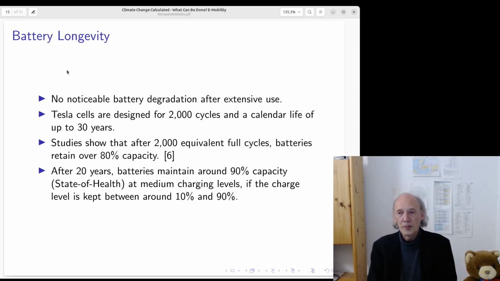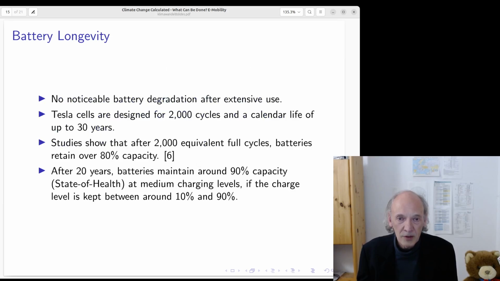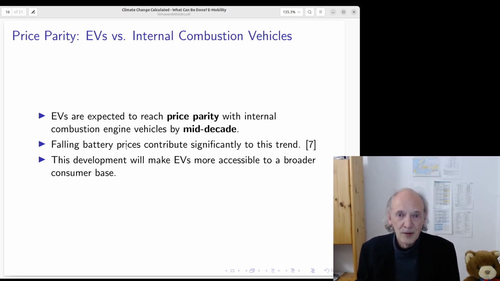Yeah, an important point is also the battery longevity. Many people worry about it because it's an expensive piece. And I found this interesting investigation here. It's a dissertation from Technische University of Munich about the types of lithium-ion batteries that Tesla is using. And you can find much data in it, and one of it is that after 20 years, the battery maintained around 90% capacity, the state of health, if you keep it at medium charging levels. So if the charge level is kept between 10 and 90%. Yeah, so this is actually pretty good.